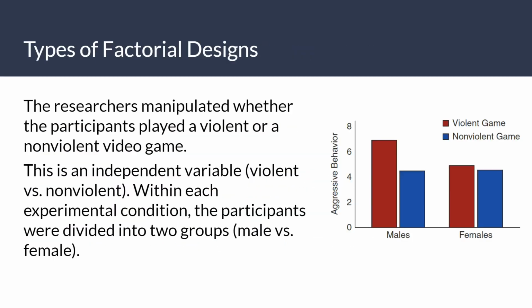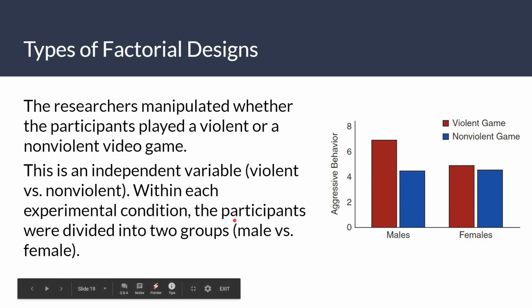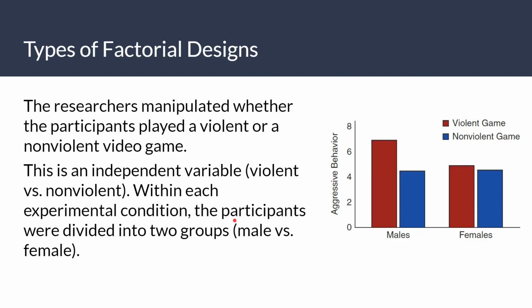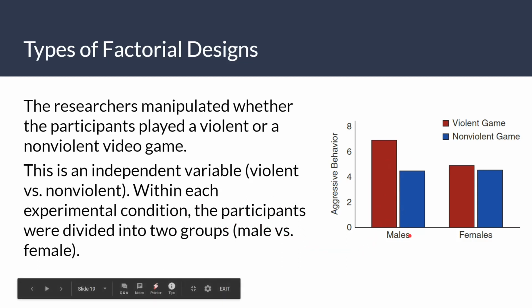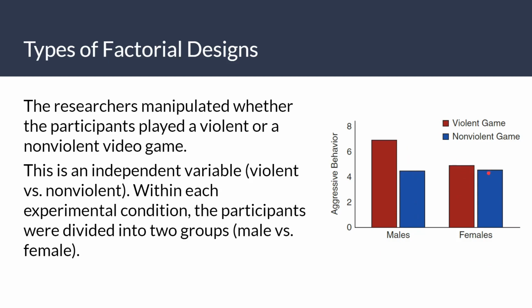Here's another example, in order for you to appreciate factorial design. A researcher manipulated whether participants would play a violent or a non-violent video game. One independent variable is the type of game that you play. Other than that, they also sorted the participants based on sex. Because of that, we were able to produce four conditions: males who would play violent games, males who would play non-violent games, females who would play violent games, and females who will not play a violent video game. Based on what we can see here on the screen, males who played violent games are those who are most likely to be aggressive.